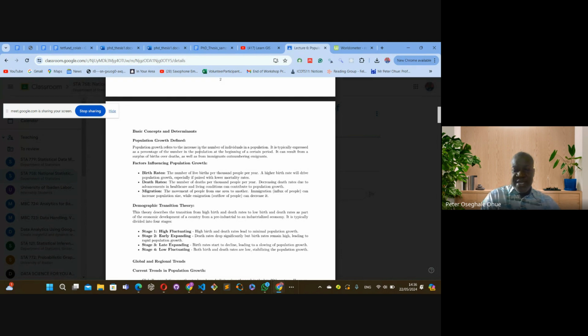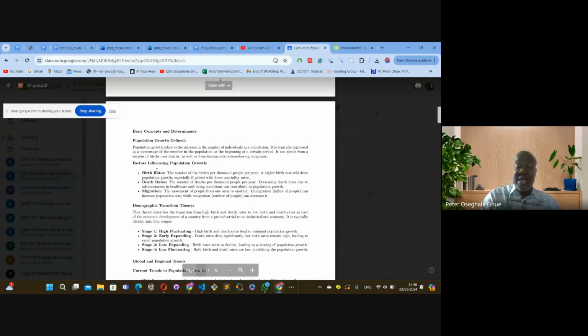Population growth refers to the increase in the number of individuals in a population. So we are now restricting our definition to humans. Of course, with the background that some of us have, the word population does not only refer to human beings, but in this class, we are looking at individuals in the population, the increase, not necessarily the number, but the additional. So if you are 100 million today, and tomorrow you are 101 million, it's that 1 million that is the growth.